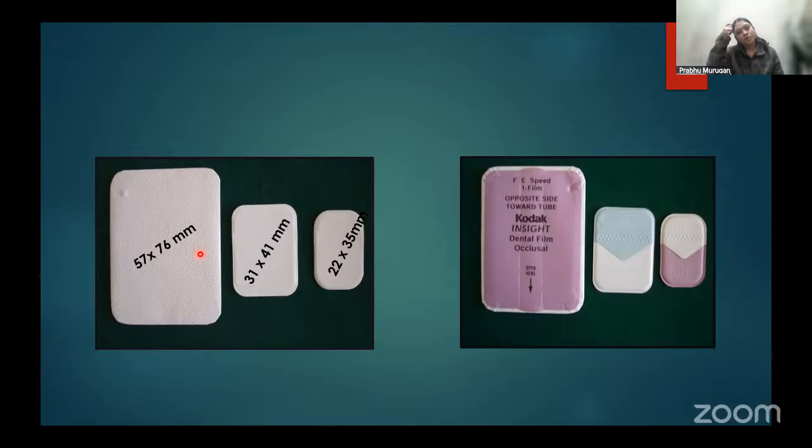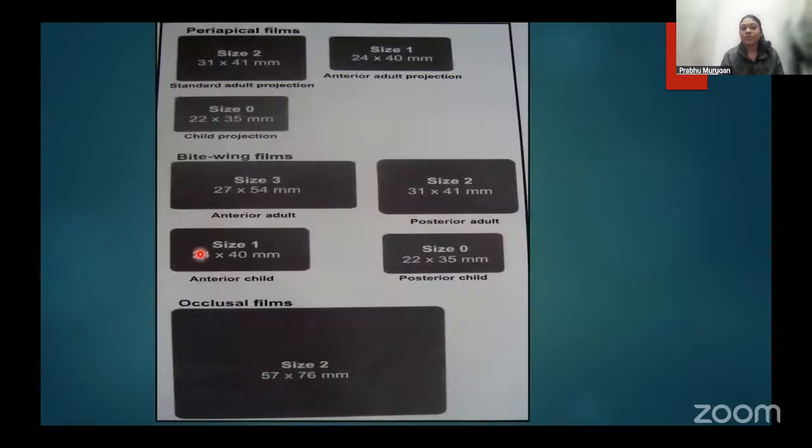Now, different sizes. Your periapical films come in three different sizes, but the most commonly used one is 31 into 41 mm. That is the standard adult size of your X-ray film, and it varies for the pedo films. That is your pediatric films, the child projection, size 0 and size 1. And then for your bitewing radiographs, most commonly we use the same periapical film, that is 31 into 41 mm. The same IOPA film, we'll be using it for the bitewing radiographs.